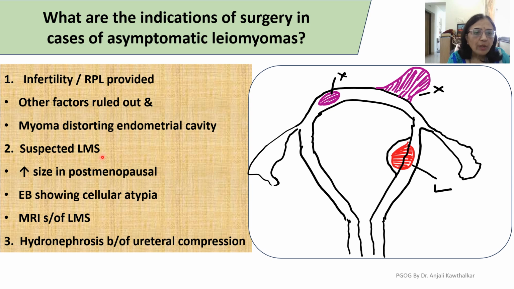Whenever there is a suspected leiomyosarcoma, it is an indication to do the surgery even in a patient of asymptomatic leiomyoma, such as sudden increase in the size in postmenopausal age group, or endometrial biopsy showing cellular atypia, or MRI suggestive of leiomyosarcoma. Leiomyosarcoma is a fast growing malignancy which needs to be surgically treated at the earliest. And whenever leiomyoma is leading to ureteric compression and hydronephrosis. These are the three indications for surgery in an asymptomatic leiomyoma.